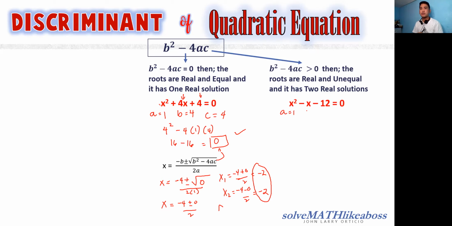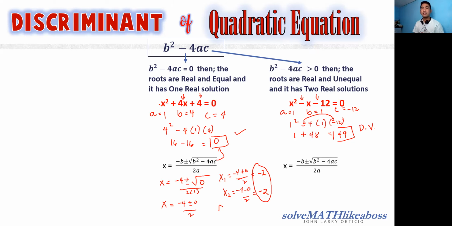So a is 1, b is negative 1 kasi minus to, and c is negative 12 kasi negative minus. By substituting the values to the formula, it will become 1 squared minus 4 times 1 times negative 12. So magiging 1 plus, because this minus or this negative sign multiplied by negative, it will become positive. So product lang ng tatlo, that's 48, and the answer is 49. So the discriminant value is 49. Now, what is now the nature? Real, unequal, and it has two solutions.